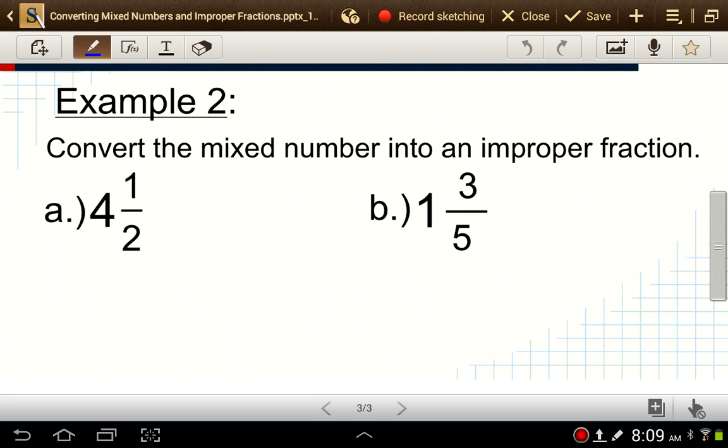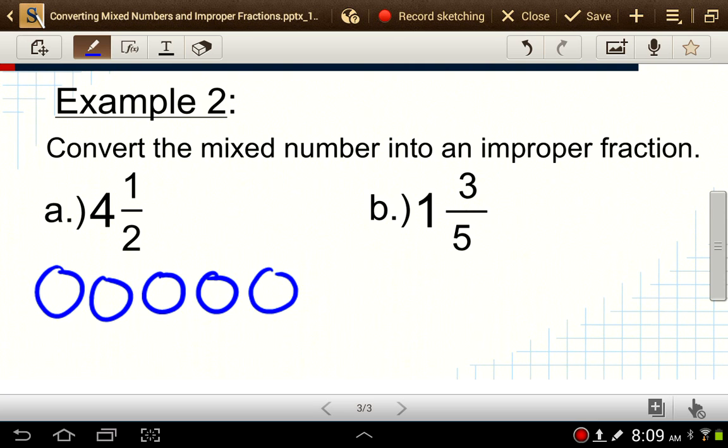So again, I'm just going to make 4 full amounts. 1, 2, 3, 4. And then I'm going to make the half. Now because that's half, I'm actually going to make all of these half because they need to be consistent. If you think back to example 1A, they all were broken into thirds. So I'm going to break all these into halves, and I'm going to shade them in.